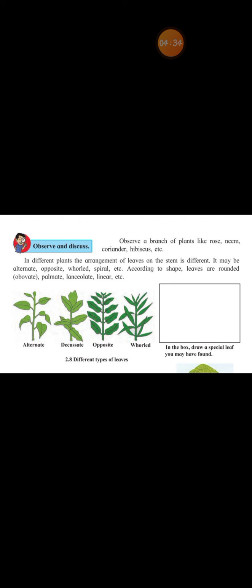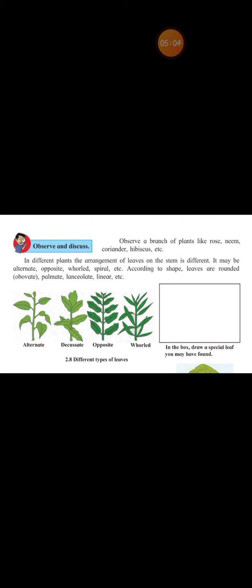The best example of prop roots is what, children? Banyan tree, right? And we had seen one example about Kolkata, right? A 250-year-old banyan tree in the Indian Botanical Garden. It covers a large area. Yes, children? Okay. Then we had seen about the stem.